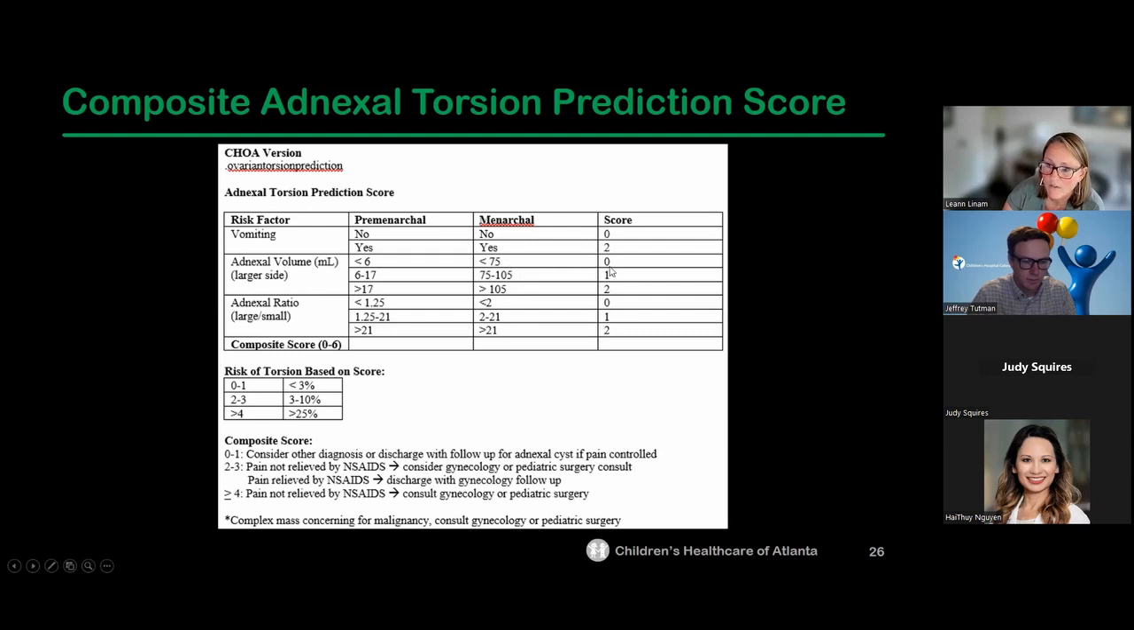So less than 75 milliliters in menarchal patients gives these patients a score of 0. And then the ratio, we say 21. And then there's a sort of intermediate ratio of 2 to 21. And then the third risk factor is vomiting, and it's just a yes or no.